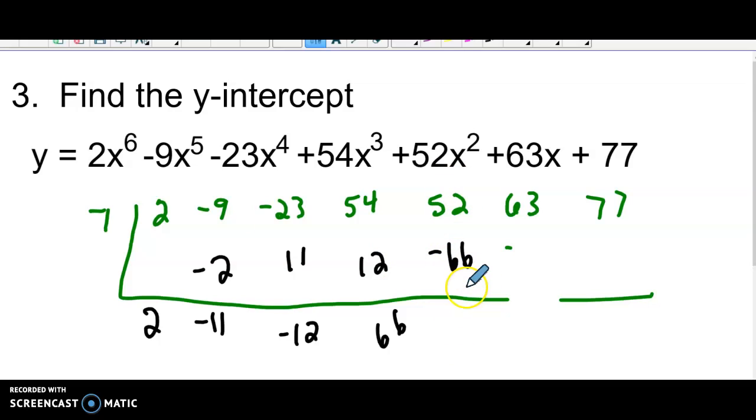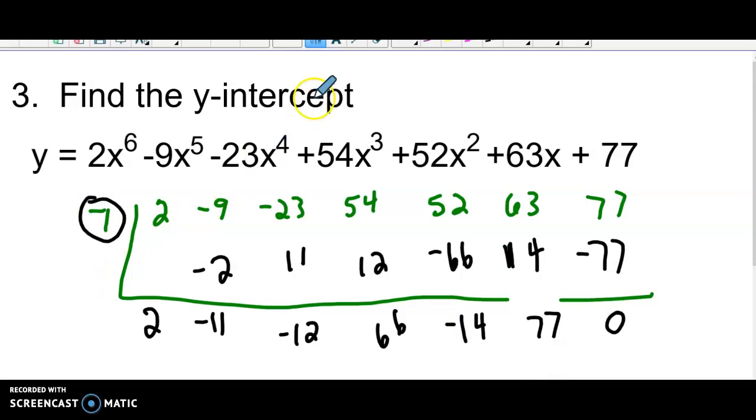-66 plus 52, is that -14? And then -14 times -1 is +14. Add that together, I get 77 times -1. Oh, yay, we got the 0 we wanted. So since -1 is a factor, I know that this polynomial factors into x plus 1.